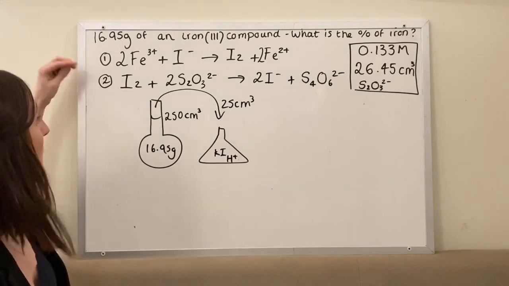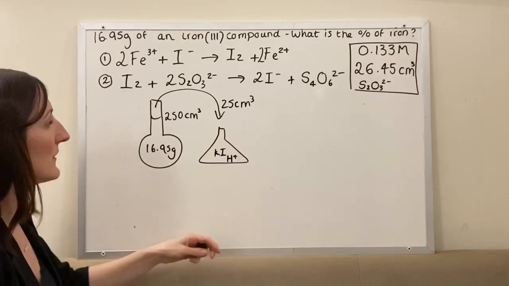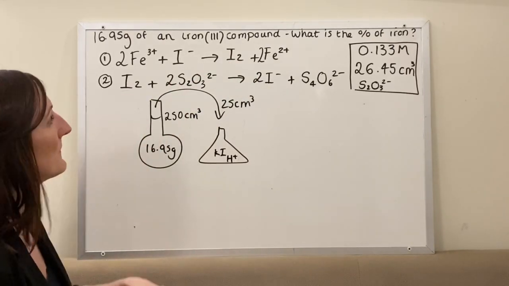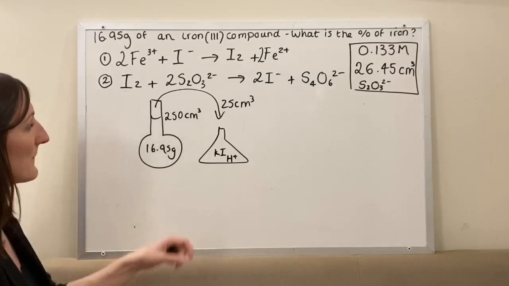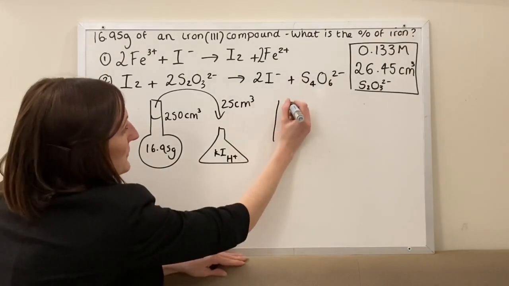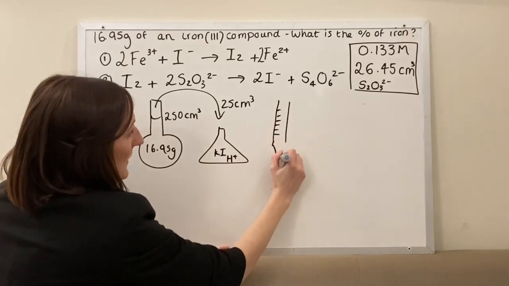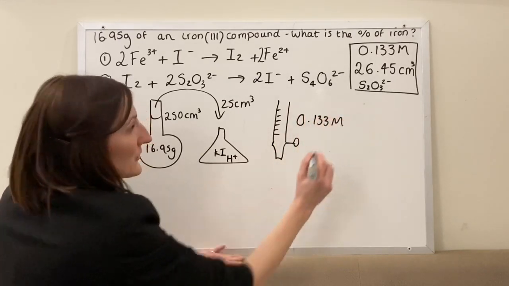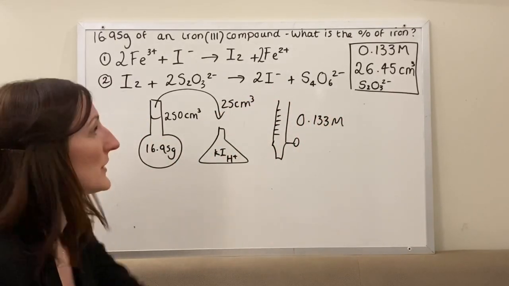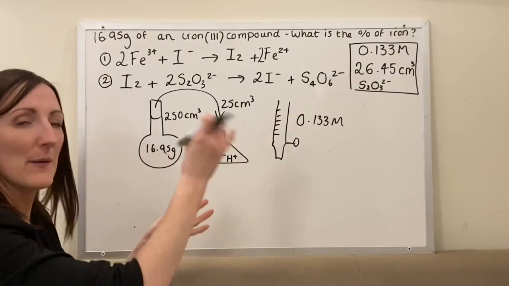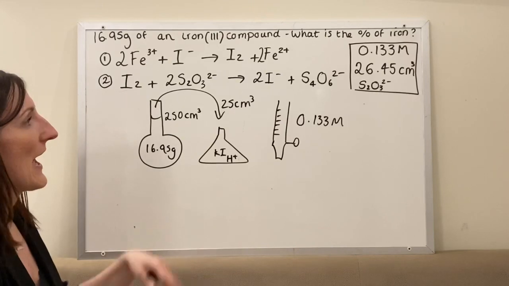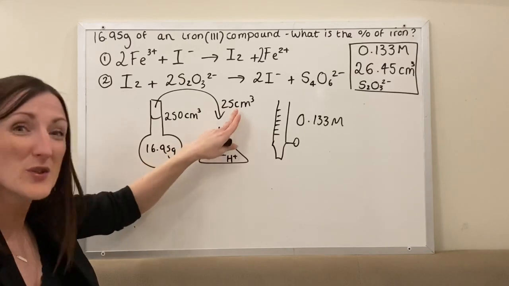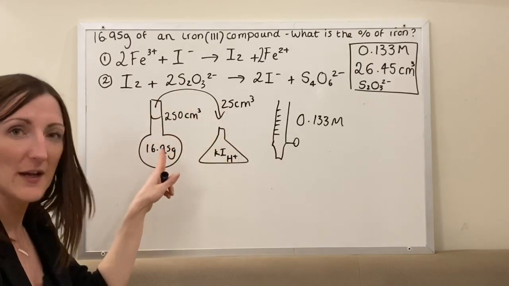So that's equation 1. We then take our resulting solution, and remember we're always looking for what's going on with our reaction. We're going to have made iodine, and we're going to see that. We titrate this with our sodium thiosulfate, and this time it's 0.133 molar concentration. We're told it took 26.45 centimetres cubed because we've repeated it till we got concordant results, and that's what our mean came out as. Remember, we're working out the moles for 25 centimetres cubed, so we're going to have to times by 10 later on.